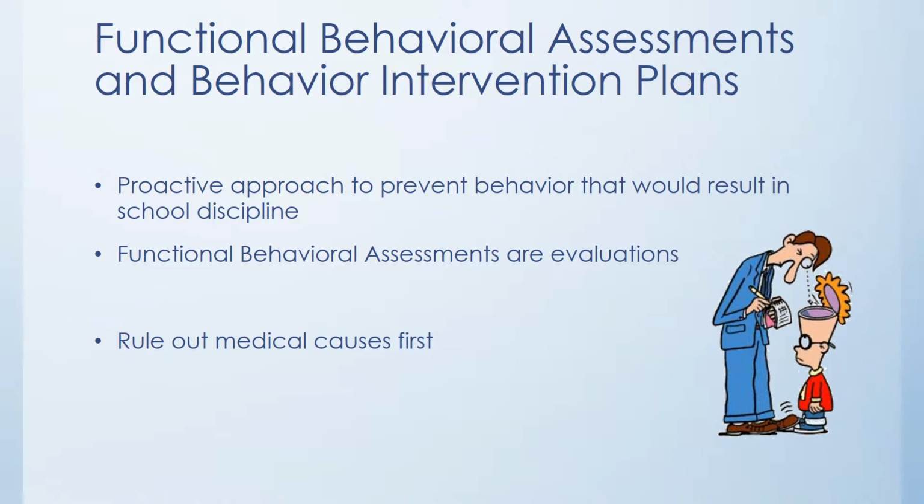The road to getting a BIP in place starts with an evaluation we call a functional behavioral assessment, an FBA. We encourage you to take a look at the materials on our website about evaluations generally, but you should know that, like all evaluations, if you disagree with the school's FBA, you can request an independent educational evaluation, or an IEE, for an FBA, which the school must either pay for or challenge via due process.